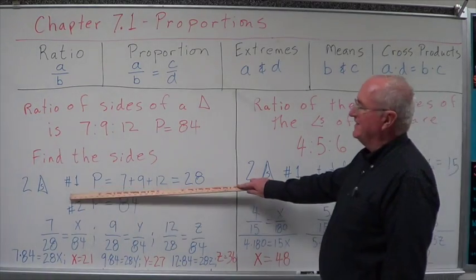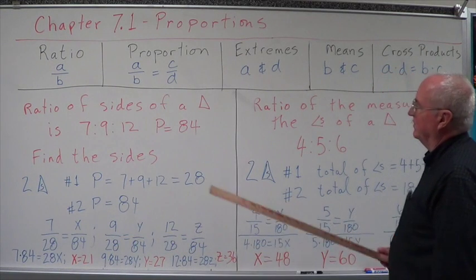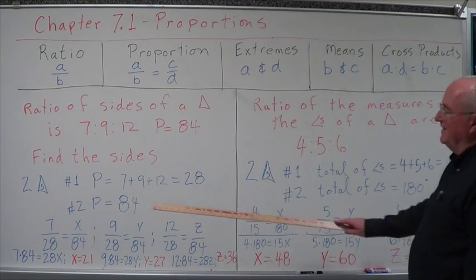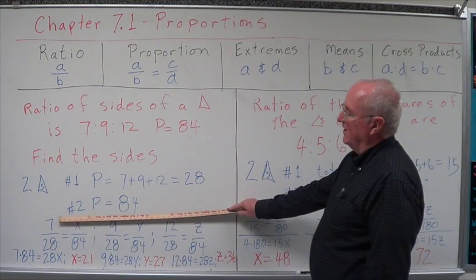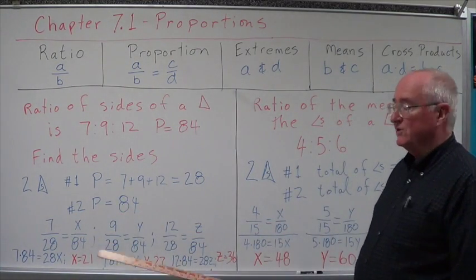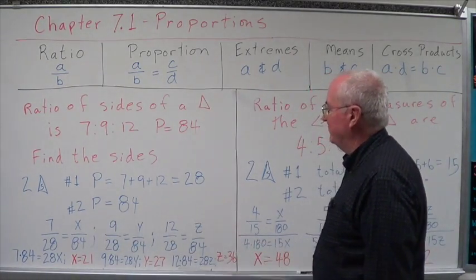Triangle number 1 has sides of what? 7, 9, and 12 for a total perimeter of what? 28. Got it? So we're going to pretend that there is one triangle that looks like that. Now there's another triangle that has a total of 84, and we're going to set up proportions so we can solve for the sides. We have 3 sides, x, y, and z. We're going to find them.